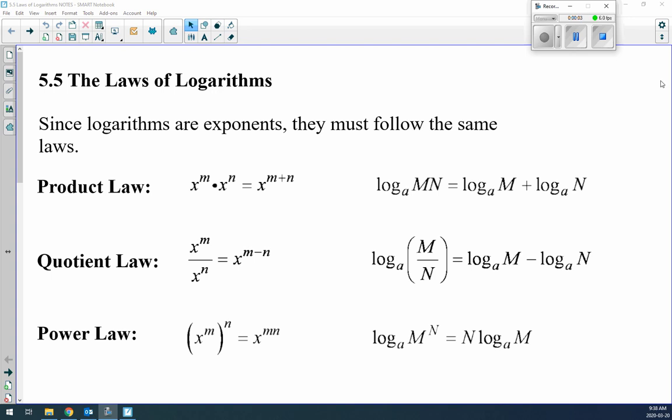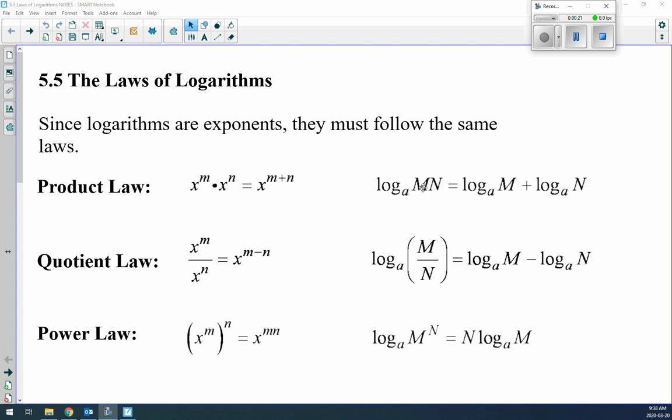Okay, so this is 5.5, the laws of logarithms. Just like we have exponential laws, or exponent laws, we have logarithmic laws. So we have the three: product law, quotient law, and power law. Those are the ones that we learned in grade 9 for exponents. So these ones apply to logs, and this allows us to take logs and change them around.